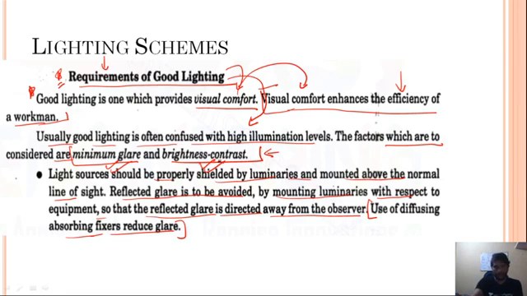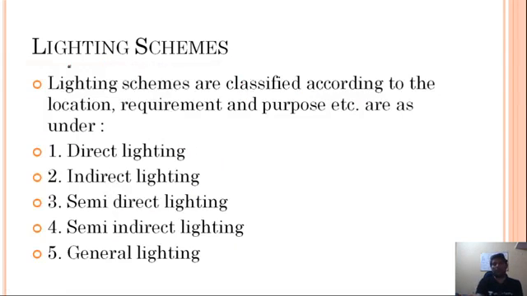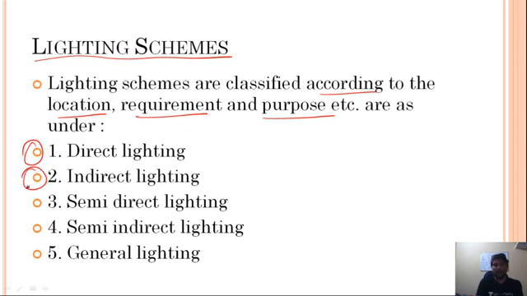Let's move to the further topic, lighting schemes. Lighting schemes are classified according to the location, requirement and purpose: direct lighting, indirect lighting, semi-direct lighting, semi-indirect lighting, general lighting. Okay, let's discuss one by one.